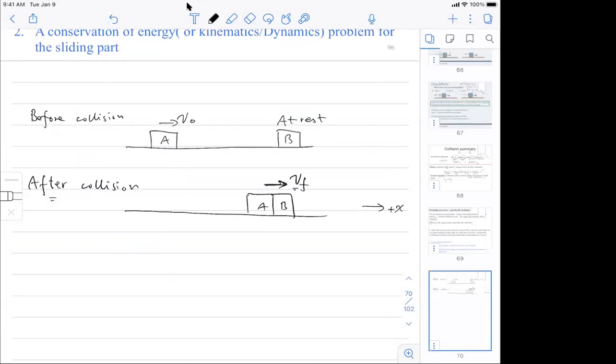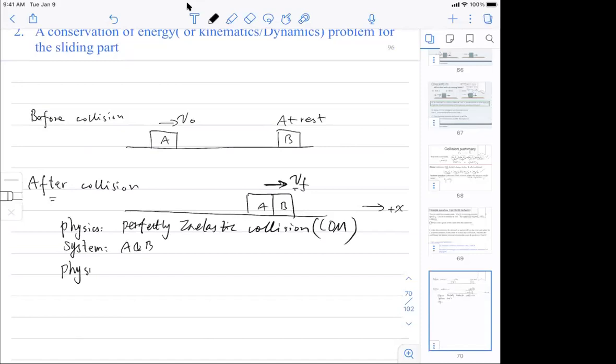So the first question is, again, the system is A and B together. We should decide our physics first. The physics is a perfectly inelastic collision, which indicates we're going to use conservation of momentum. So we have our system, the initial state is here, the final state is here. We're going to use P initial equals P final. And there is no momentum transfer.